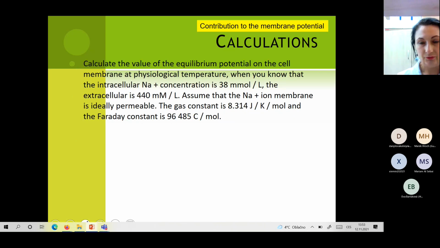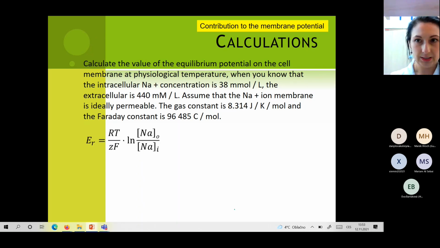So please read it on your own and try to calculate it. And once you start to tell me the results, just say your name. So say your name and then the value of the potential before. Thanks.